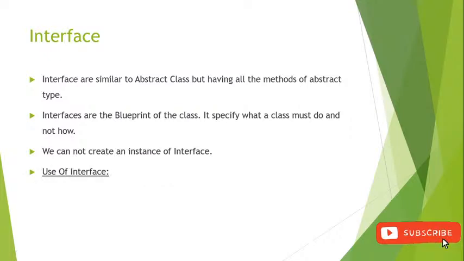What is the use of interface? The first use is that it is used to achieve abstraction, and with the help of interface we can achieve 100% abstraction. With the help of abstract class, how much abstraction can we achieve? 0 to 100%. But with the help of interface we can achieve 100% abstraction.